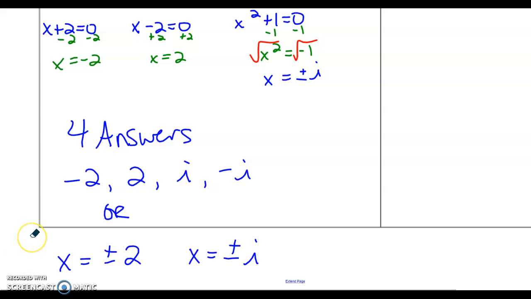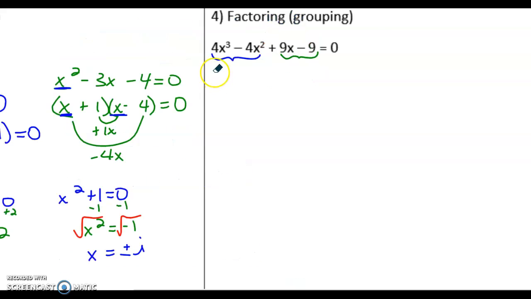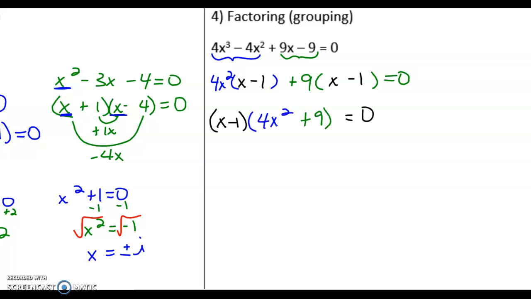This is similar to the problem that we did on the front side of the notes. All right, we can pull a 4x squared out of this first group, and we can pull a 9 out of this second group. See if you can do the next couple steps. All right, so if we pull out that x minus 1 that both of the groups had, we're left with x minus 1 times 4x squared plus 9. Now set both factors equal to 0 and solve. Go ahead and pause the video one more time. See if you can finish this up to find the 3 answers that we should be finding.